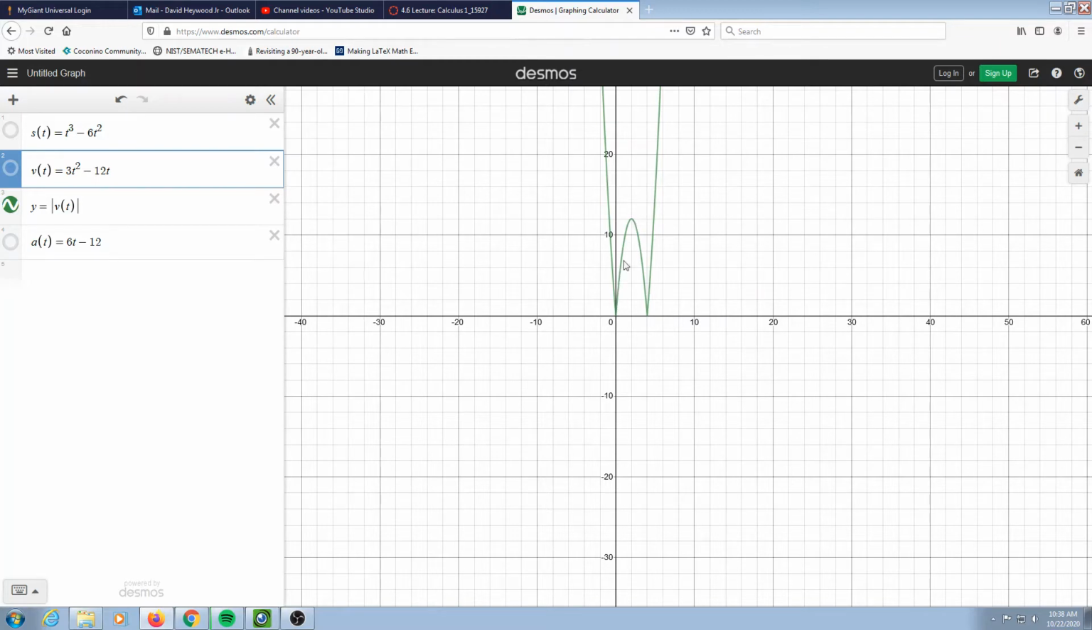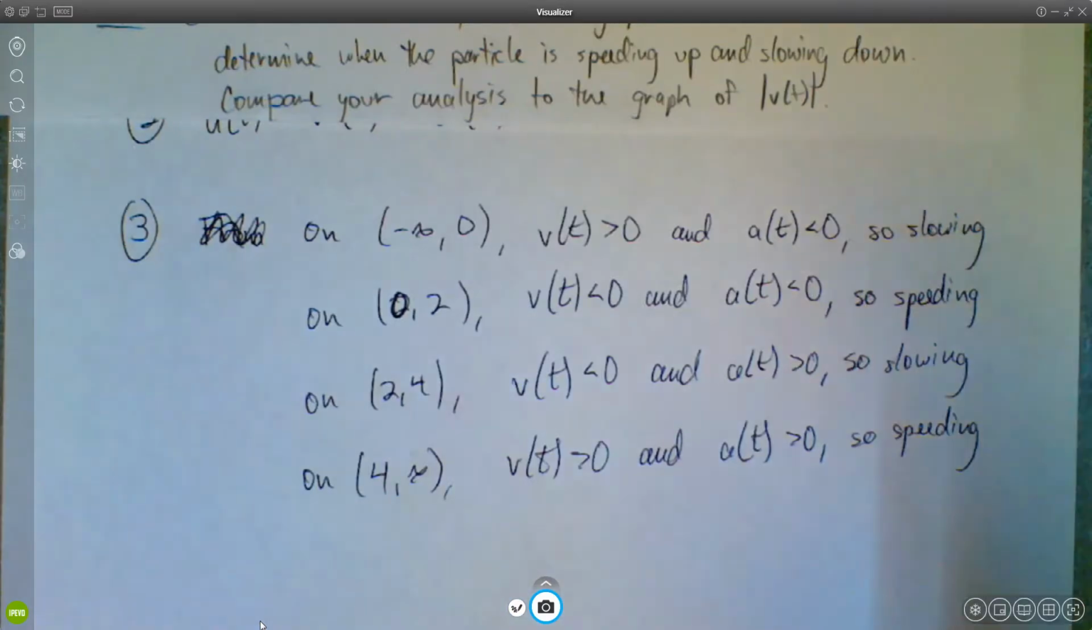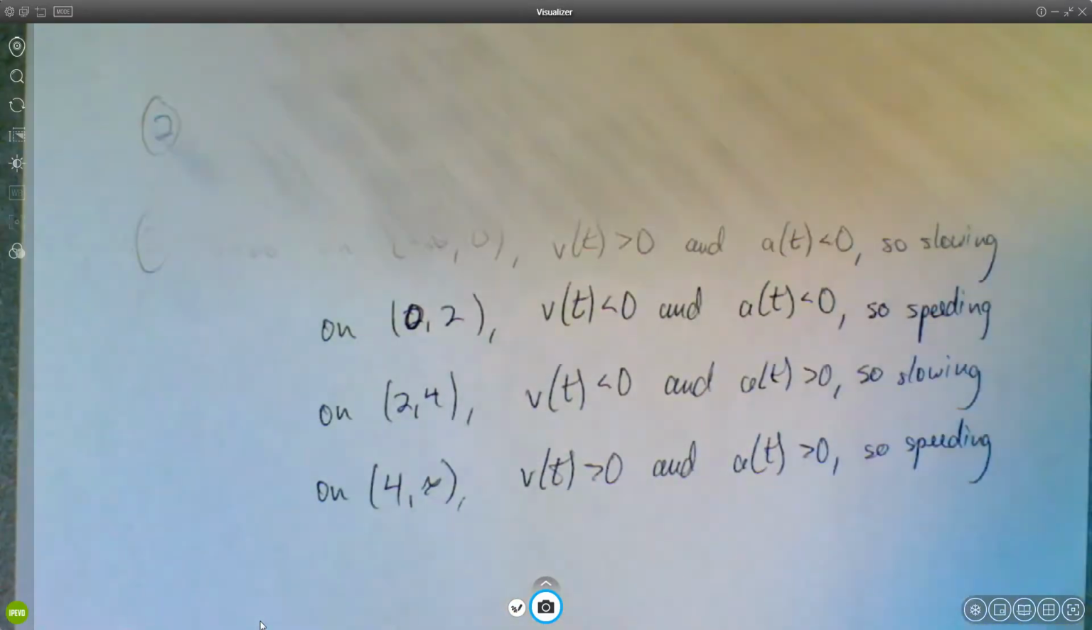Then the speed decreases from negative infinity to 0. Then it increases from 0 to 2, right? Then it decreases again from 2 to 4, and then it increases again from 4 to infinity, just like we said, right? Just like we said. And again, you can tell that just by comparing the velocity and acceleration functions. So that's kind of an interesting thing. Okay.